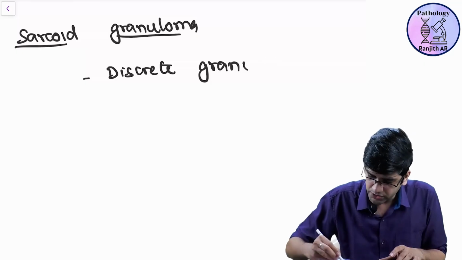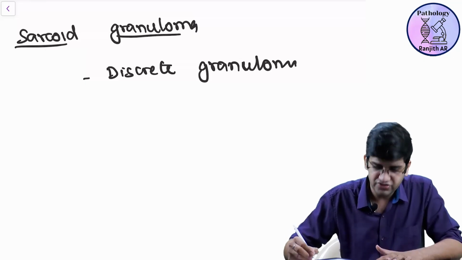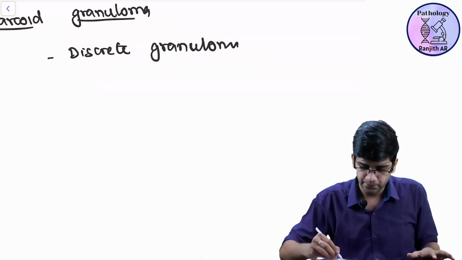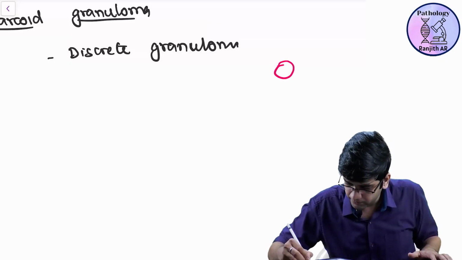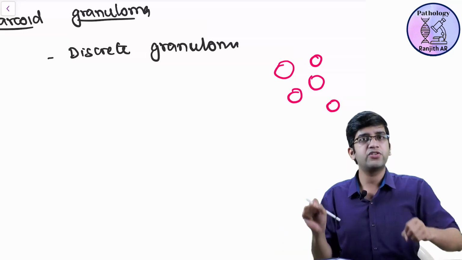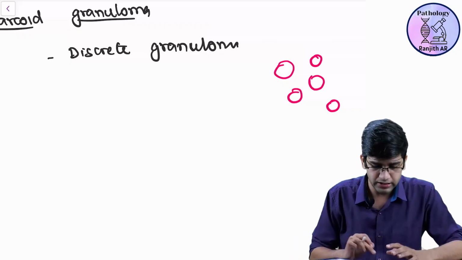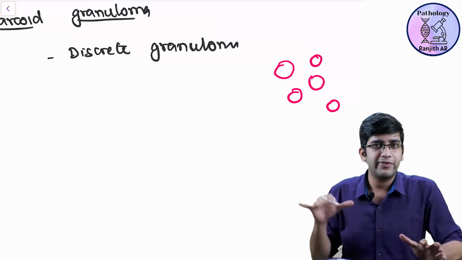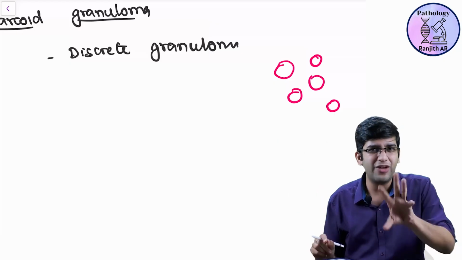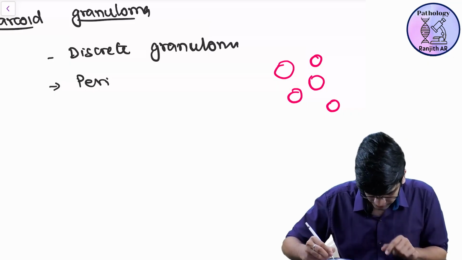They are going to be individual, discrete granulomas. Let me draw them inside, individual granulomas, like this. Everything will have epithelioid cells, giant cells and all, but individual. Why they are individual is, when you look at it carefully, every granuloma has fibrosis surrounding it, well walled off. Every granuloma has perigranuloma fibrosis.